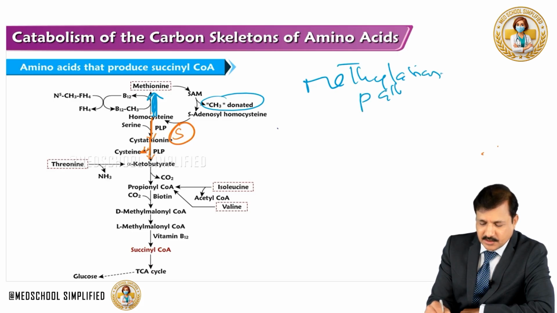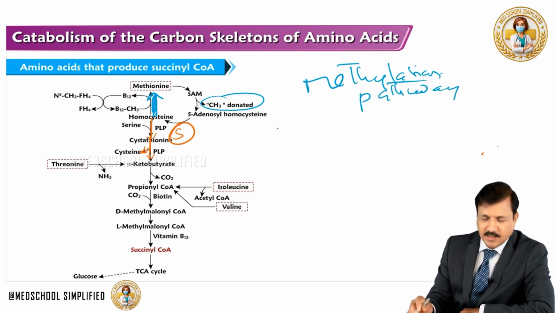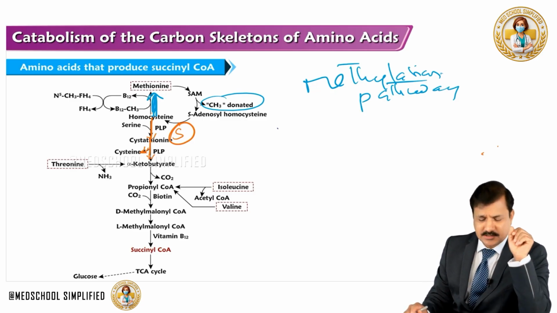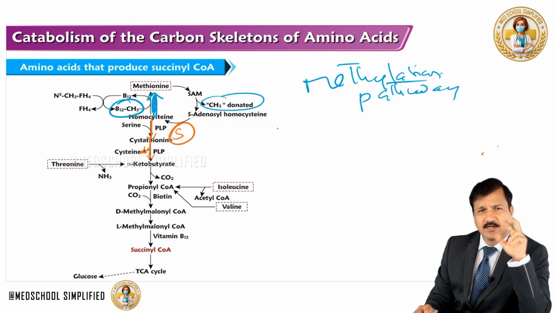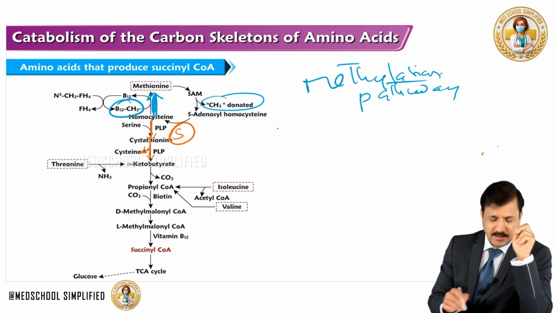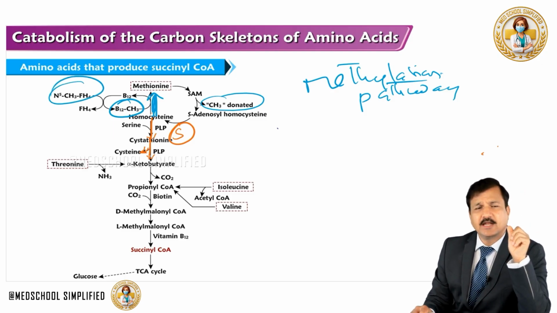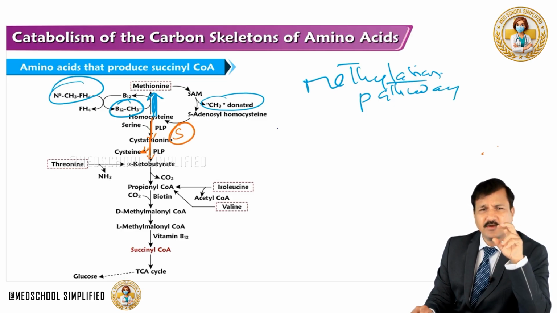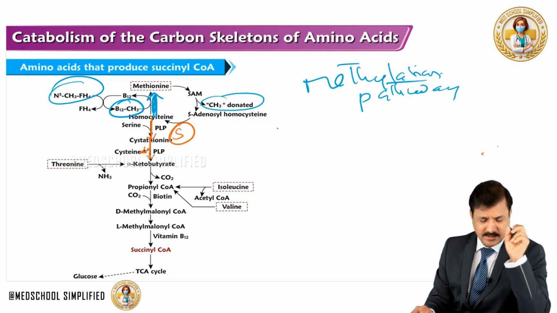In the methylation pathway of conversion of homocysteine into methionine, there is a requirement of 2 vitamins. One is cobalamin in the form of methylcobalamin, that's a type of cobalamin. The other is N5-methyl tetrahydrofolate. These are the two vitamins that are necessary in the methylation pathway of conversion of homocysteine into methionine. Remember that.